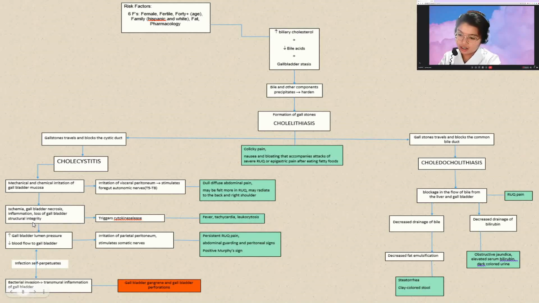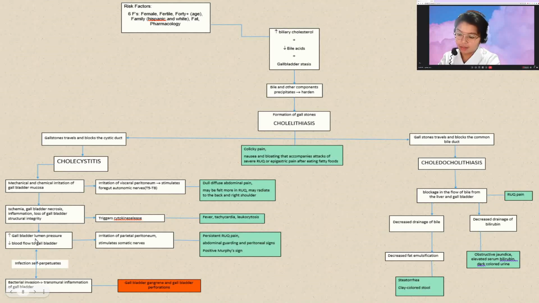Now, these will trigger our body's response and it releases cytokines. Now, what do cytokines do to our body? They make us manifest fever, tachycardia, and they also make the body produce increased WBC, which can be manifested as leukocytosis.